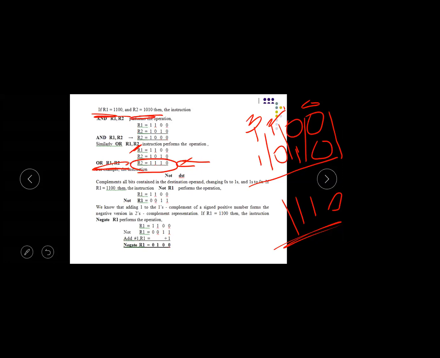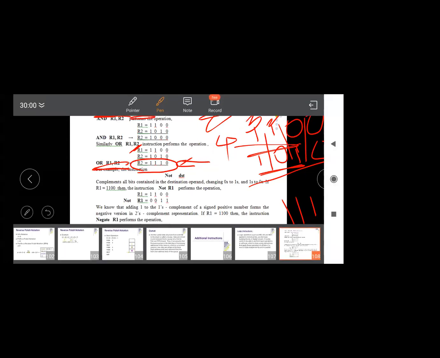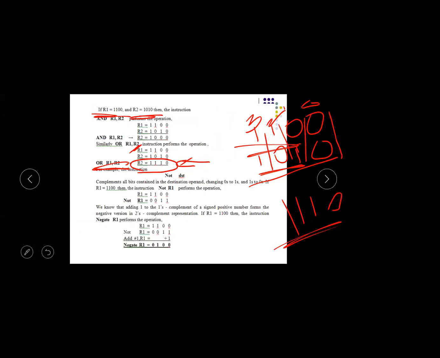To perform the logic operations, both registers must have the same number of bits. The length of the registers must be the same. It cannot be that register R1 contains 8 bits and register R2 contains 4 bits. Then we cannot perform the logic operations for these two registers. The operations are performed between two registers having the same length. Length is nothing but the same number of bits in both the registers.